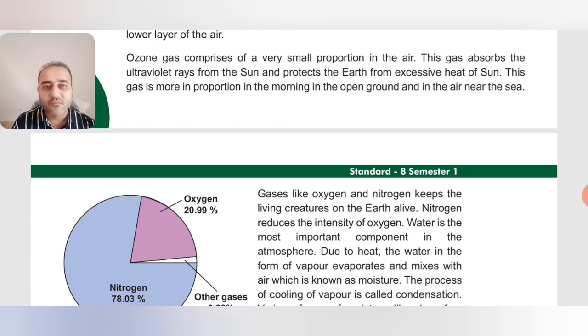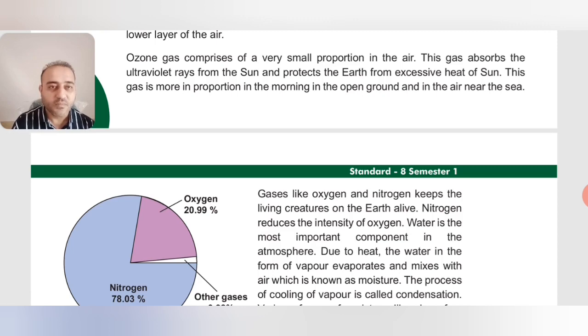Okay, and as we all know, due to the excessive heat on the earth and due to pollution, this ozone gas is decreasing and the layer of ozone has started breaking up, and that is one of the major reasons why we are facing extreme heat on the earth.